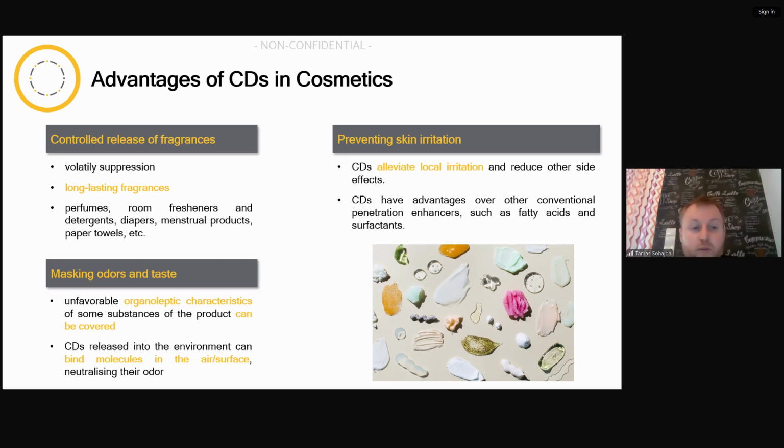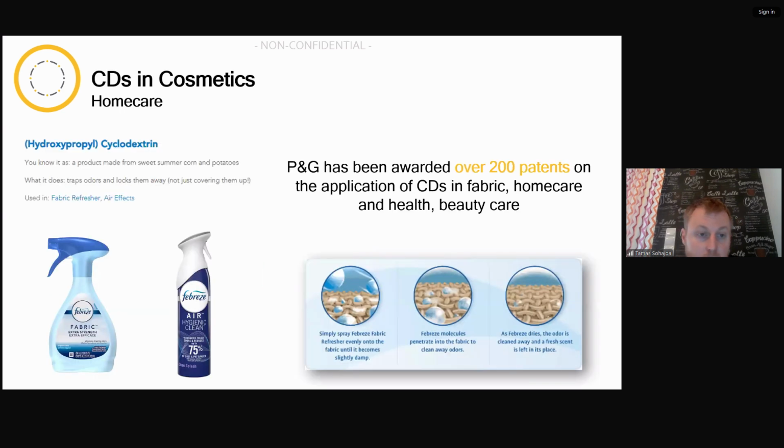And well, you can imagine this can be used in shower gels and soaps and stuff like that, or of course perfumes. They can also mask the odor. Taste masking is not as important in cosmetics, but odor masking is certainly there, and there are products on the market with this. And they can also alleviate skin irritation in some cases by encapsulating the irritating components.